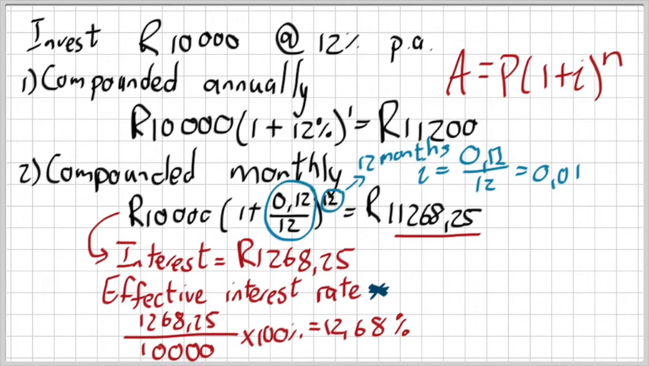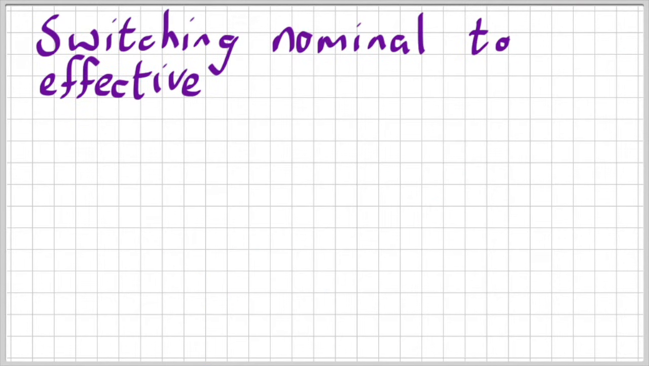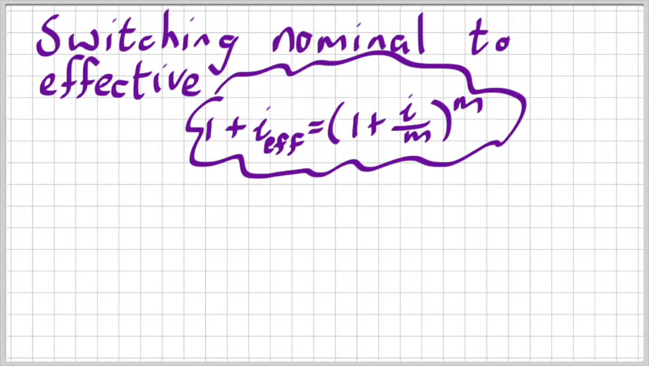But I don't want to necessarily go through all of these motions every time to get an effective interest rate. That's why we have this formula to switch from nominal to effective. And this is the one formula that won't be given to you in the exam. It is: 1 plus the effective interest rate is 1 plus i over m, to the power of m.